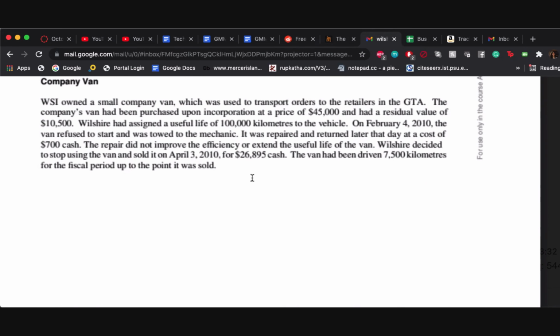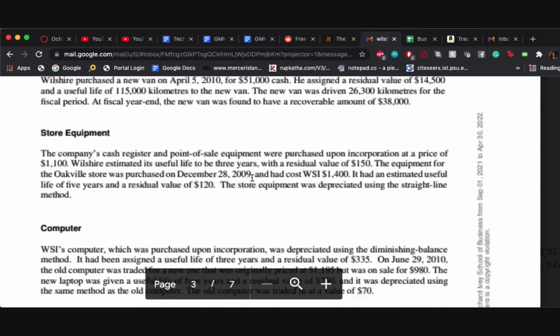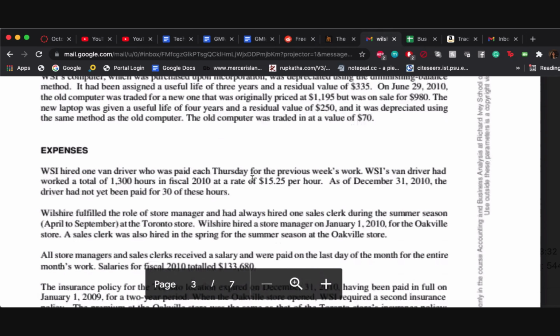Okay. Long-lived assets. I'm just trying to go through if there's anything important in the case that I need to mention.